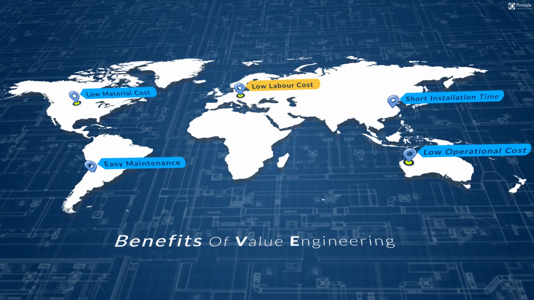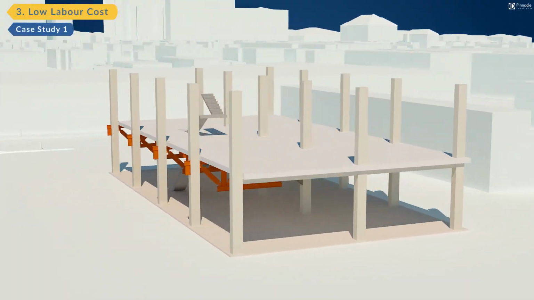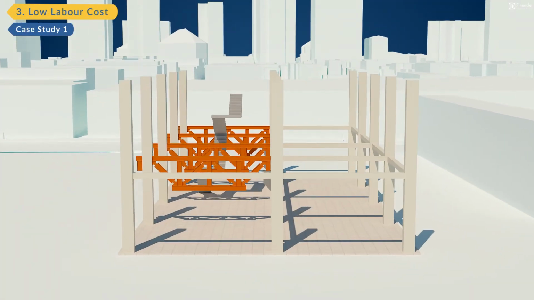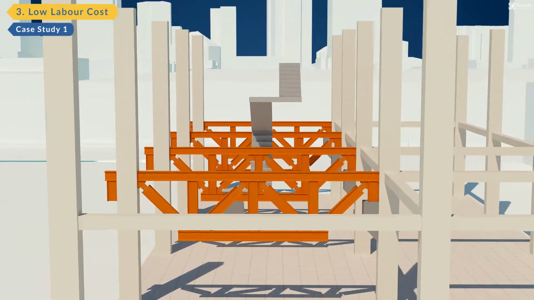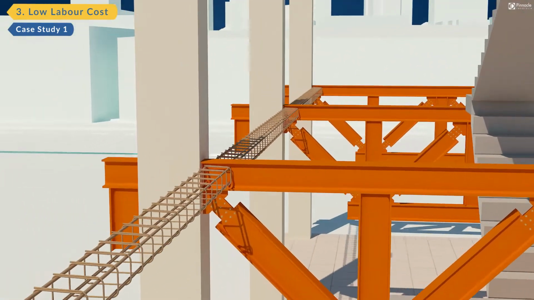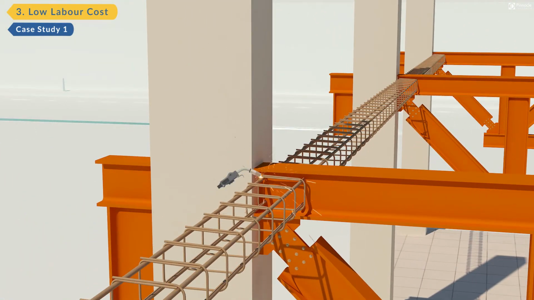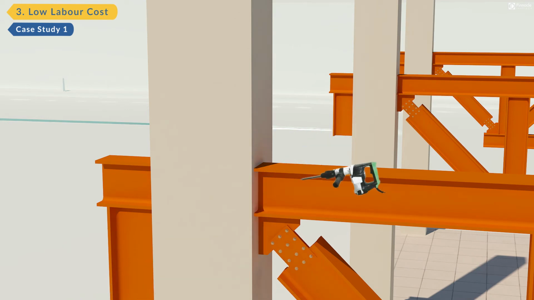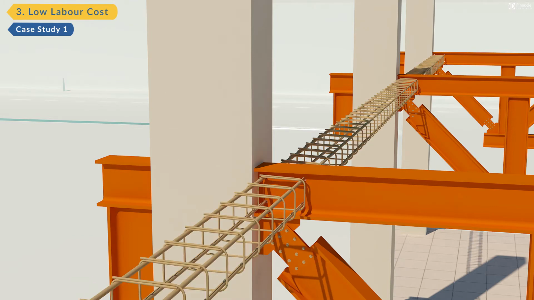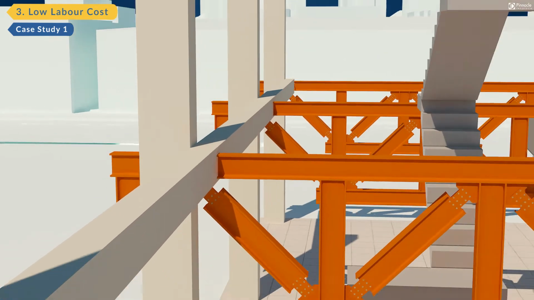Low labor costs. As per the initial plan, welding was suggested to facilitate the passage of horizontal rebar through the steel beam. Welding elements to steel affects its strength and increases labor cost. After VE, the passage of rebars was facilitated by drilling holes into the steel beams to ensure the strength of the steel wasn't affected while keeping labor cost low.